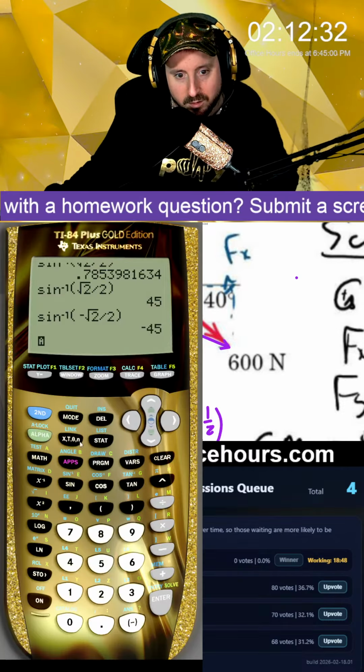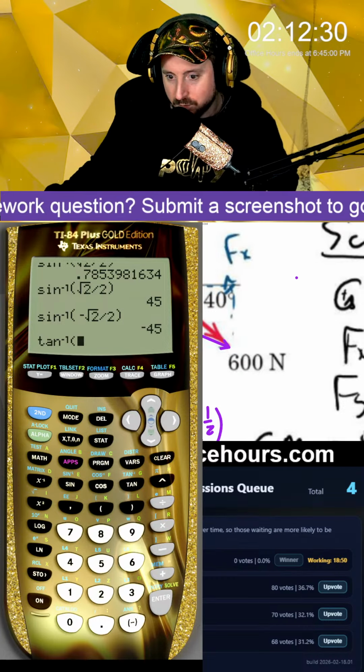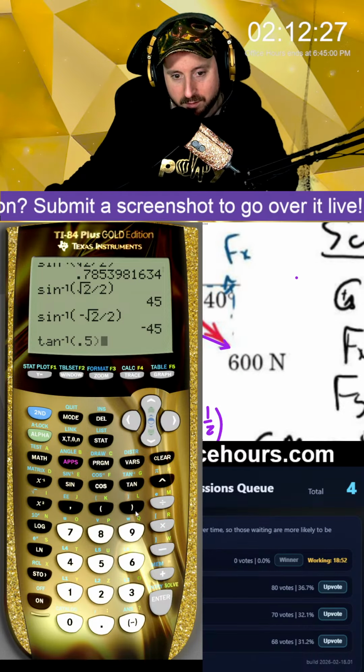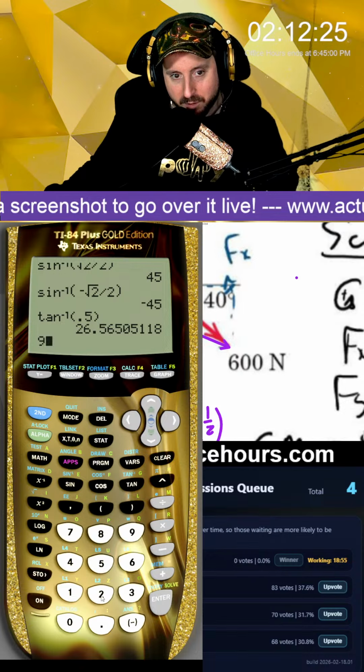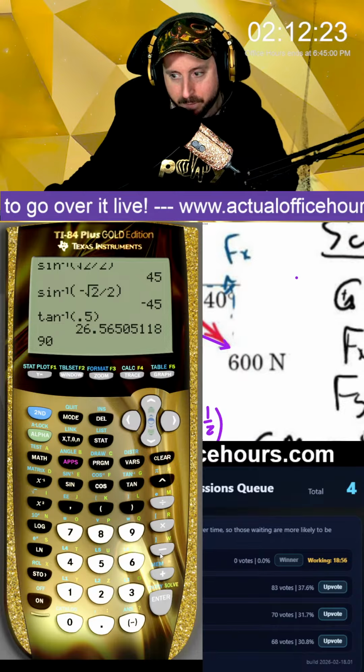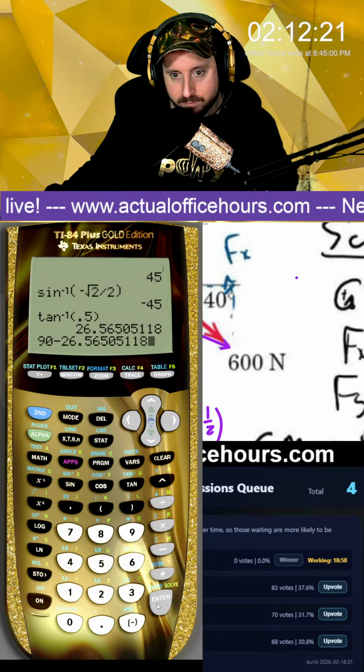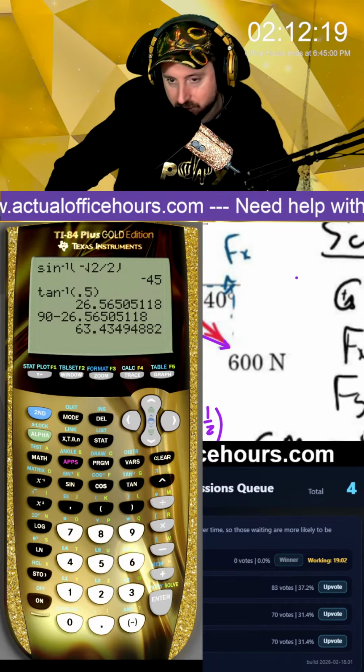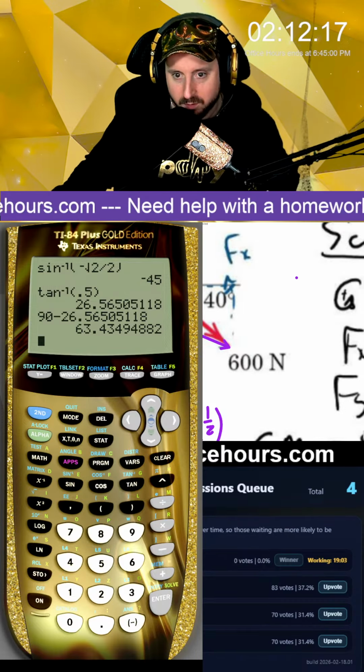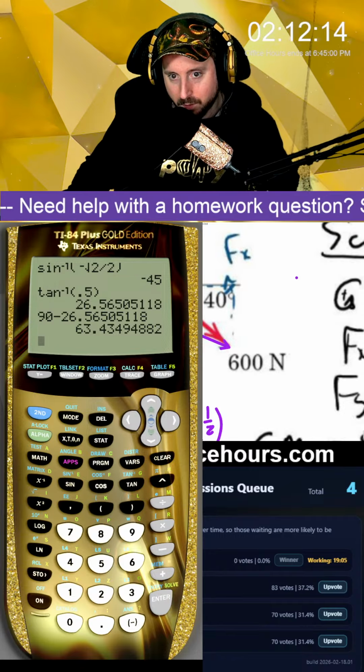Okay, I'm going to brute force this. So arctangent of a half is that, right? And then I'm going to do 90 minus that. That gets me this angle, which is 63.4. So this angle is 63.4.